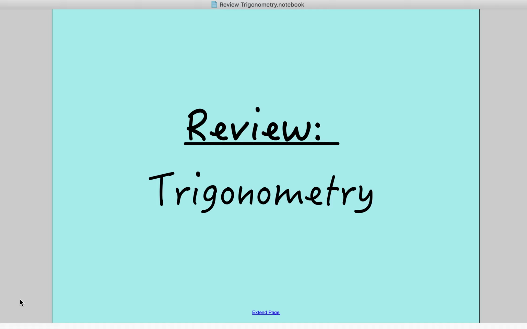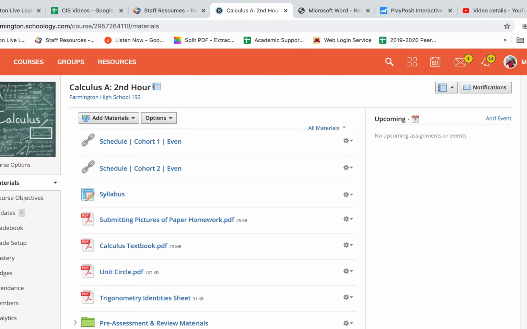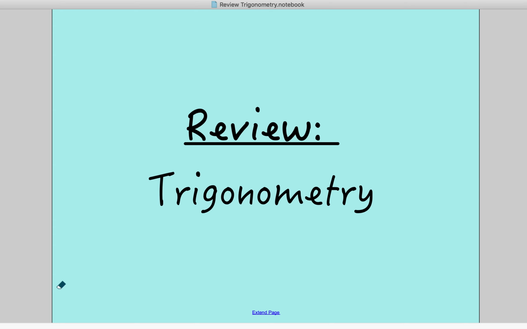So if you could go ahead and get out your unit circle sheet, either the one I gave you, or if we haven't met yet in person, just pull it up on Schoology and have it handy. Another thing on Schoology that will be helpful today is the Trig Identities sheet. You might want to keep that around as well, because it'll be helpful on your homework later today. Otherwise, let's go ahead and get started.